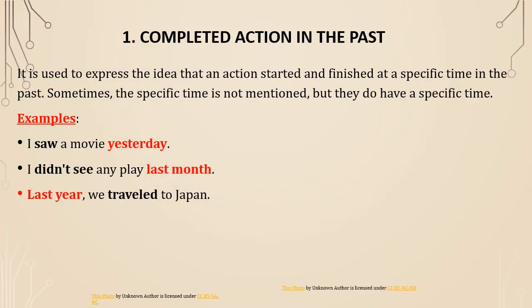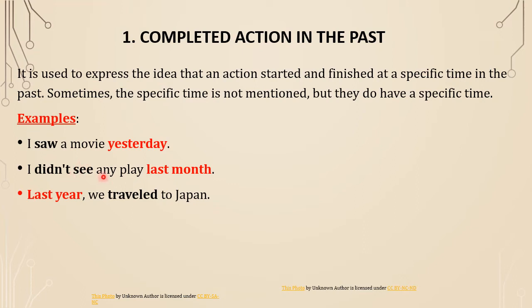Now we are going to talk about some specific uses of past tense. Past tense can be used to talk about some action which started and finished in the past at some specific time. If you mention that specific time, it's fine. But if you don't mention that specific time, even then those actions will have some specific time. Look at the example: I saw a movie yesterday. Saw is the past form of see.